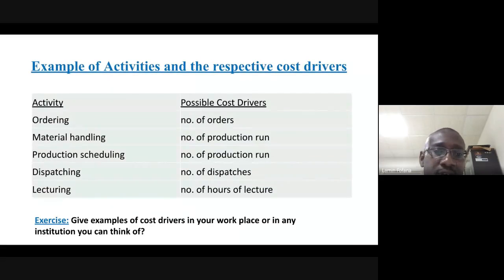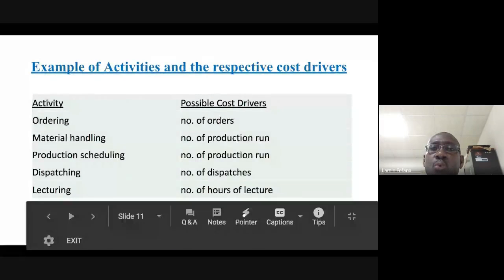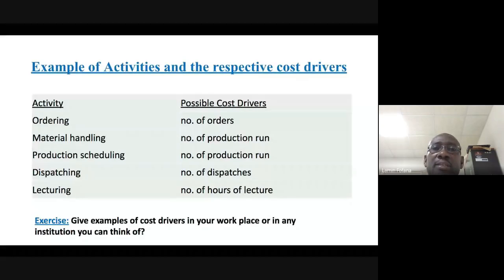So let's look at this exercise. Someone works at GTSC. So what can be some of the cost drivers that can be applied to your transport company?